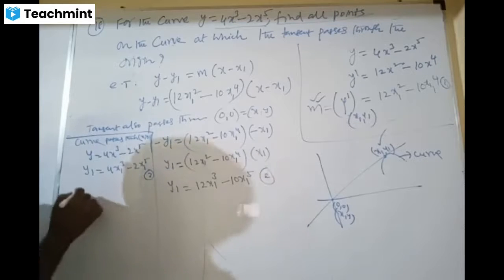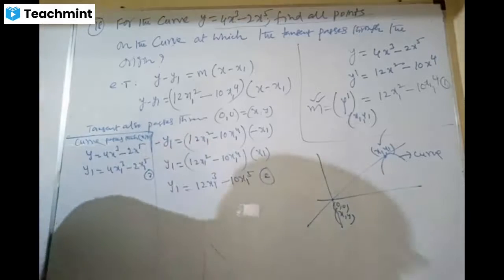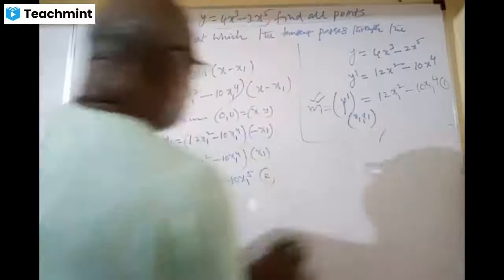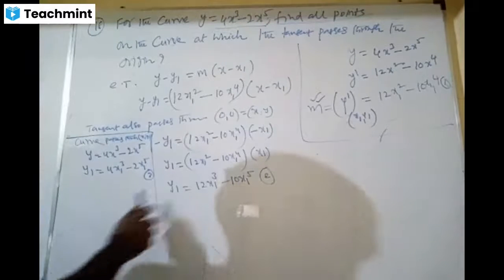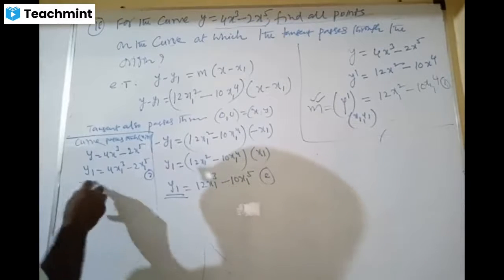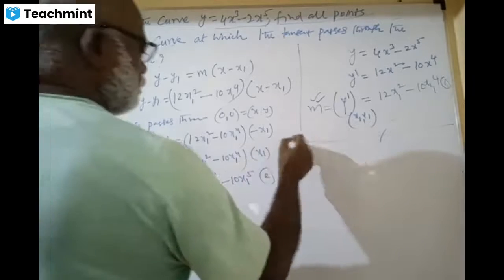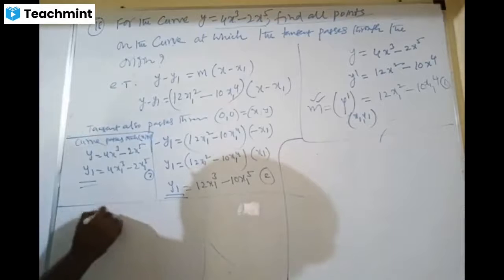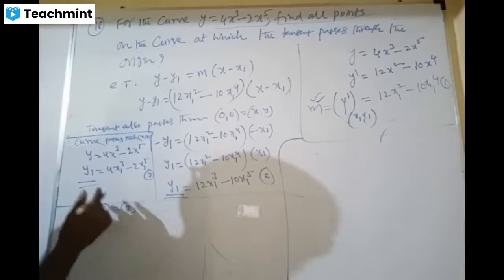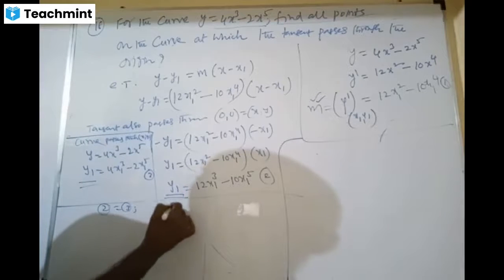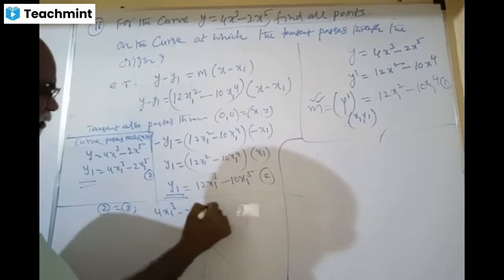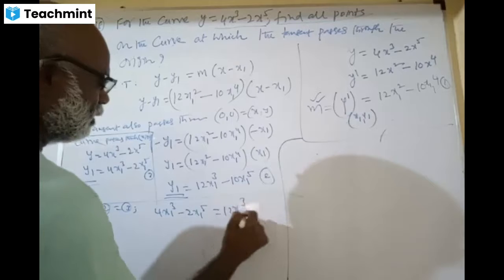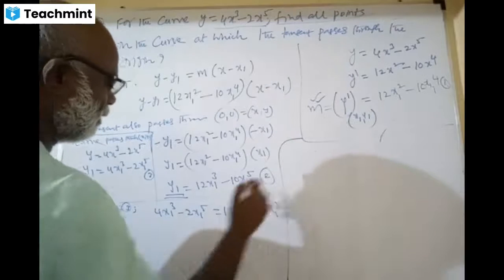Number 2 and number 3 are equal, both are y1. Such a difficult one. So you can write 2 equal to 3: 4x1 cube minus 2x1 power 5 equals 12x1 cube minus 10x1 power 5.